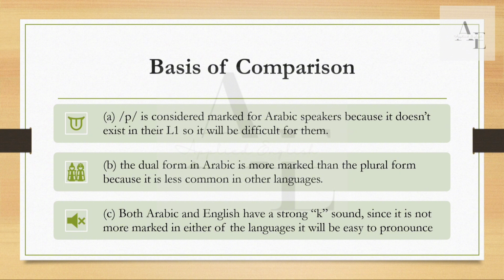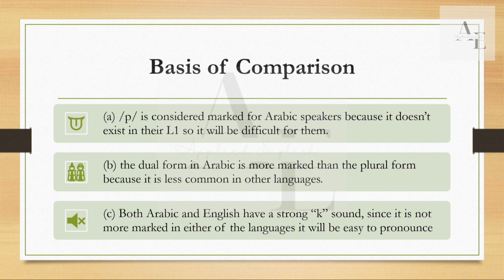Then the dual form, which is al-musanna in Arabic, is more marked than the plural form because it is less common in other languages. So most languages have the plural form, but the dual form is less common or less frequent across languages. So when an English or any other language speaker tries to learn Arabic, the dual form will be more difficult for them because it's more marked. So the dual form is more marked than the plural form in the same language, which is Arabic.